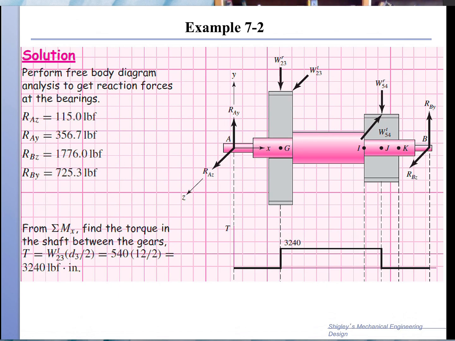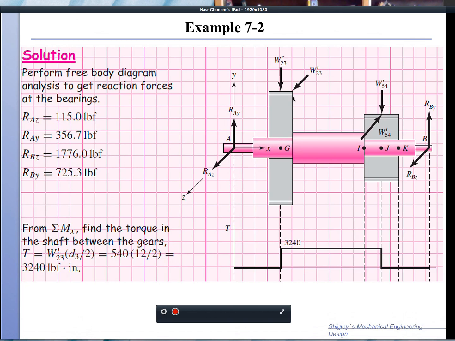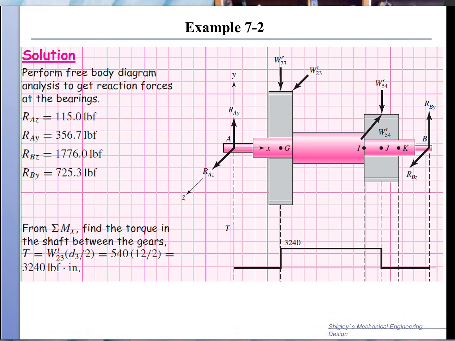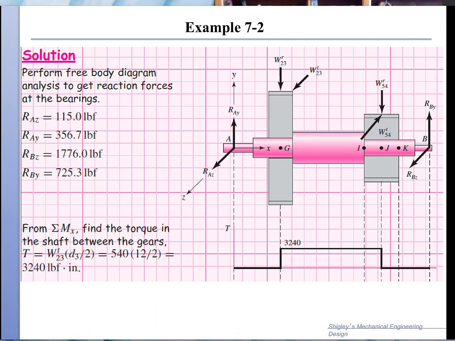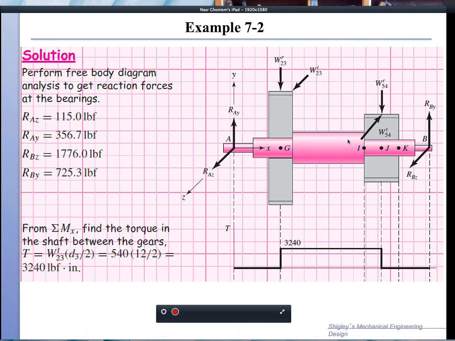So let's consider the torque first. The torque is pretty straightforward because the torque is the W23 times the distance to the center, and the distance to the center is the radius of the large gear. So W23 times the radius of the large gear gives us 3240. That torque starts exactly at the center, because that's where the force is transmitted through the keyway. And there's no other torques from G to I and up to J. J is the center of the second gear, so the torque is constant.